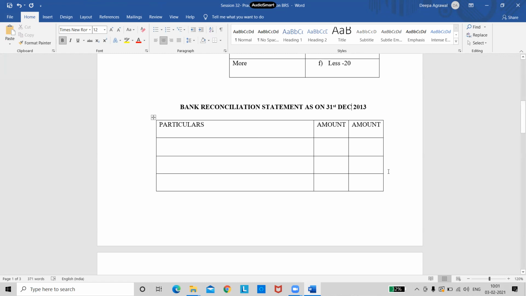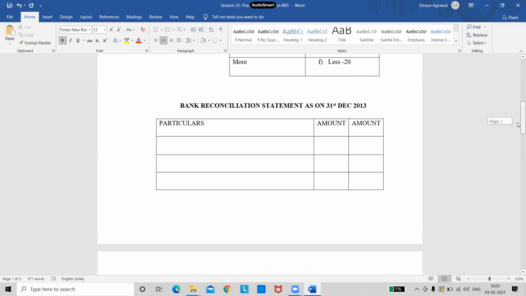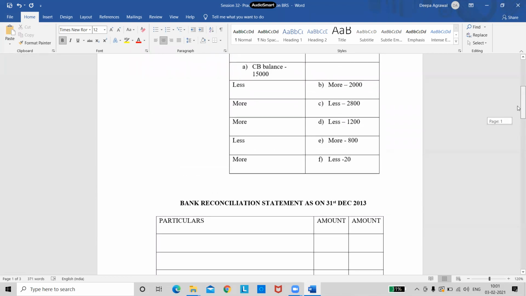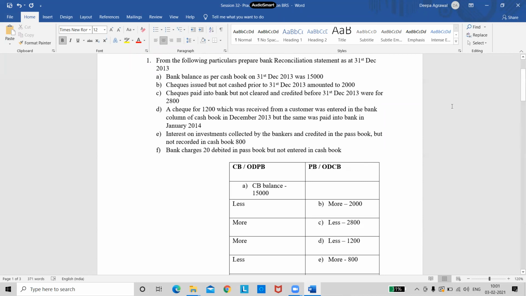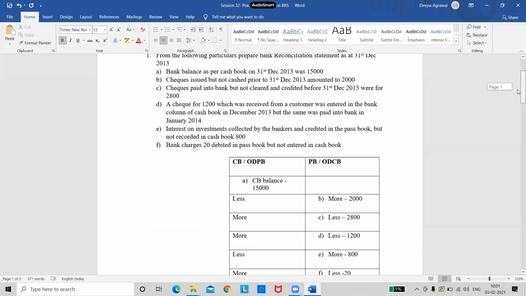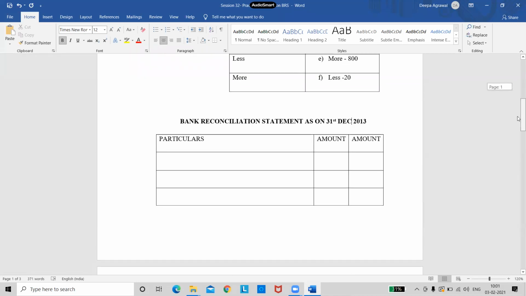And this is the proforma for BRS. You just need a long column for particulars and 2 columns for amounts. This is called the inner amount column and this is the outer amount column. So only these 3 columns are needed and you need around 7 to 8 rows. However many transactions you have, that many rows you need. So quickly draw the proforma, then I'll tell you how to write the BRS. Shall I wait a minute for you to draw the proforma?